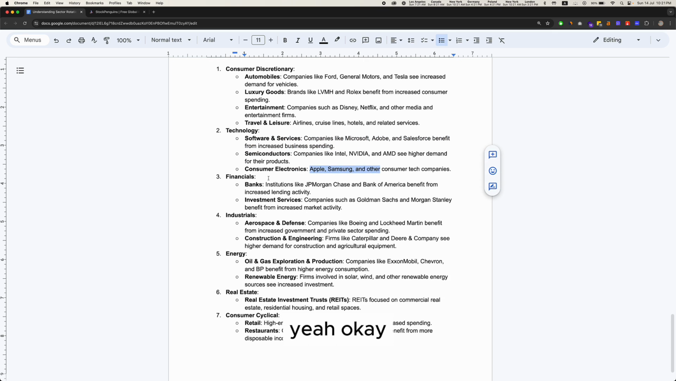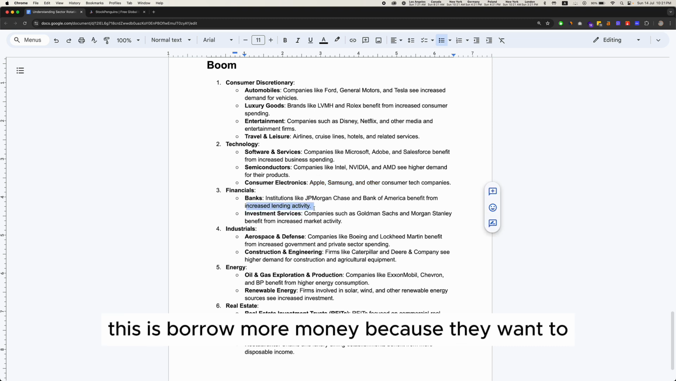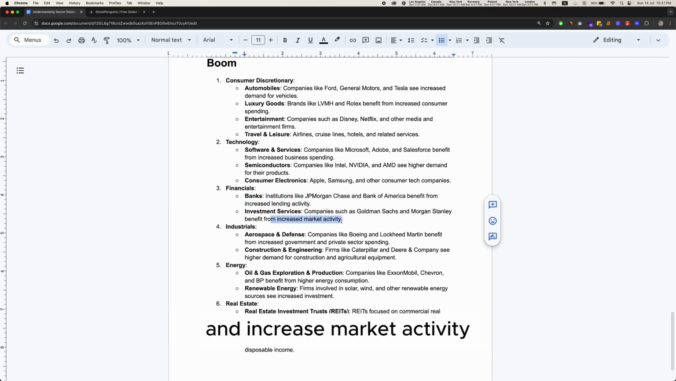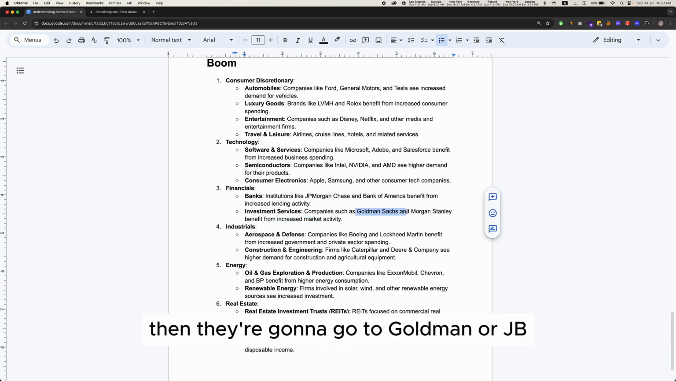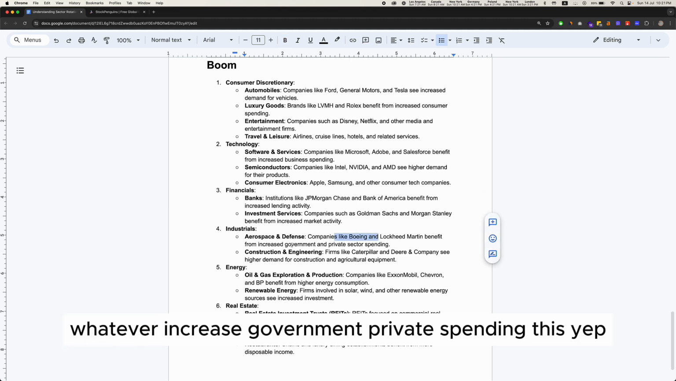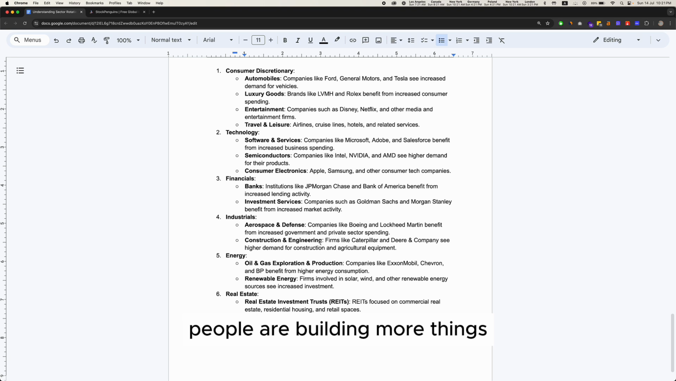Okay, the banks, they benefit because more people borrow more money because they want to start businesses and stuff like that. And then increased market activity. If more companies want to go public, if more companies want to go to an IPO, then they're going to go to Goldman or JP Morgan and stuff like that. Okay, and then industrials, companies like Boeing, whatever, increased government and private spending. People are building more things.